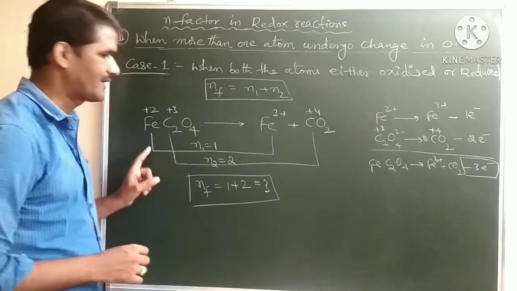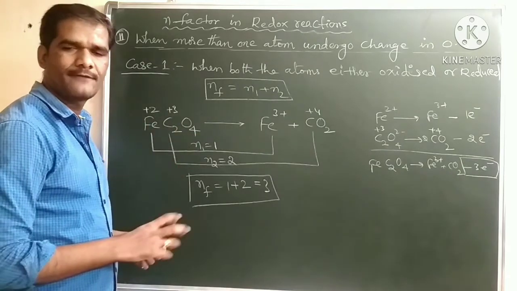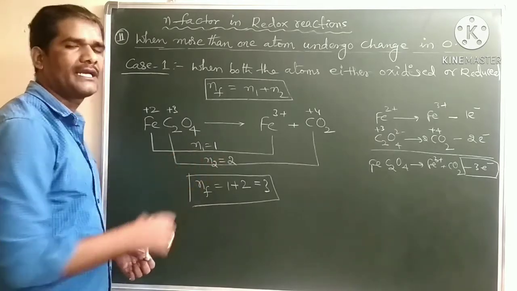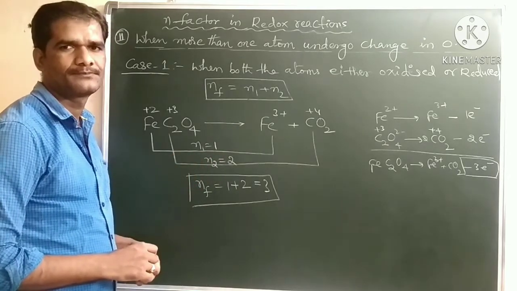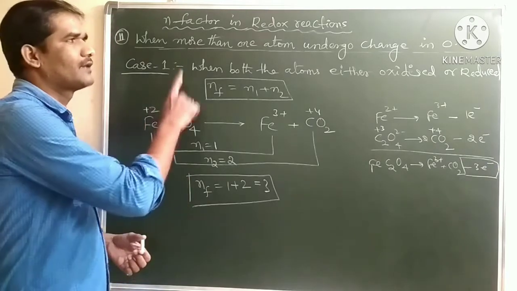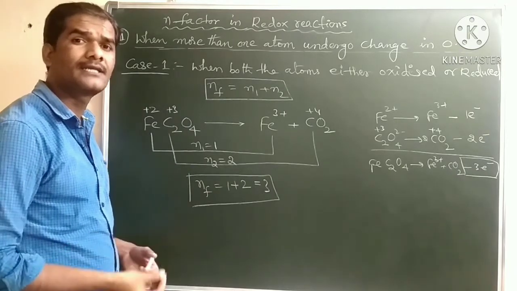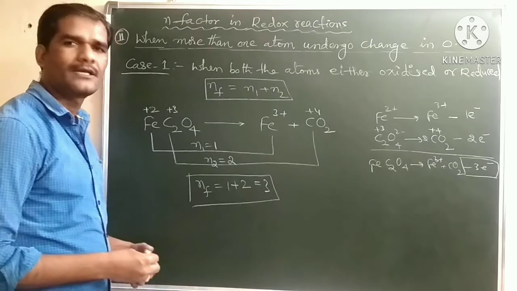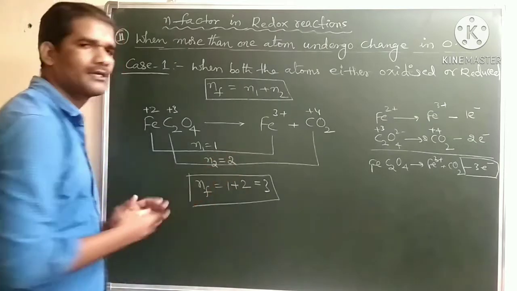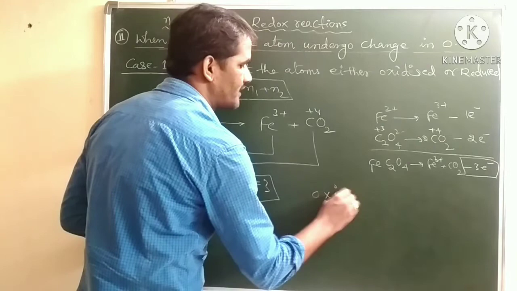Or you can calculate in terms of the n-factor of individual elements. If both are either oxidized or reduced, the total n-factor is the sum of the individual n-factors. So like this we can calculate the n-factor of a reactant when more than one element undergoes a change in oxidation state, and both elements are either oxidized or reduced. In this example both elements are undergoing oxidation.